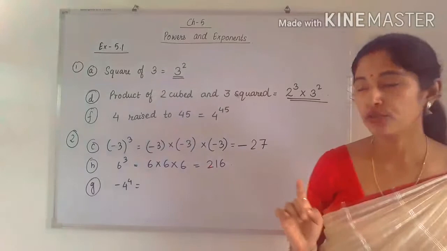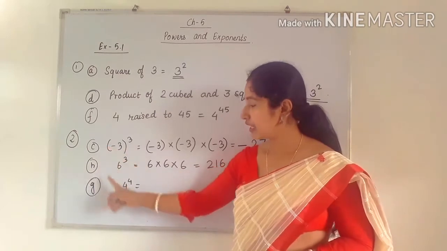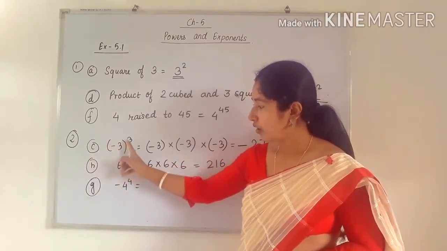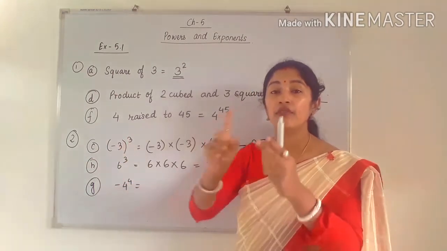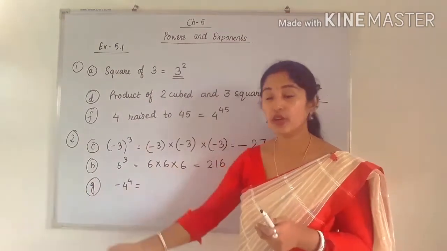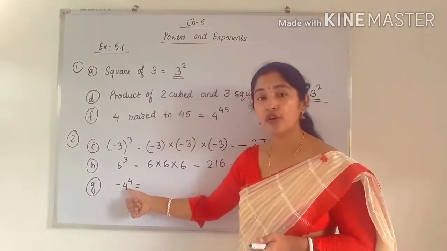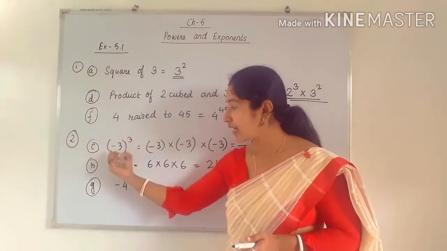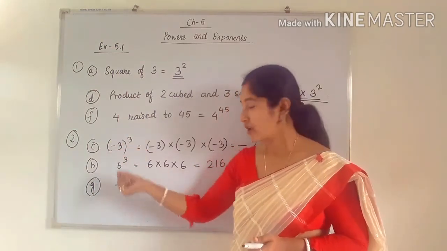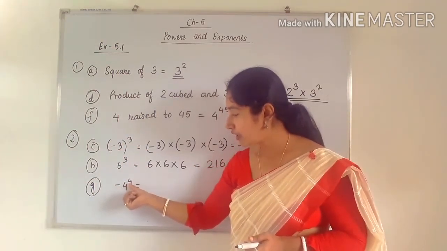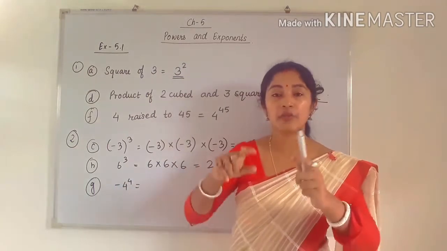See, one more question I am going to discuss here. See, number G. What is the difference between number C and G? See here, the whole bracket is given. That means minus 3 you have to multiply 3 times. We are multiplying minus 3 three times. But here there is no bracket. That means we have to multiply only 4, not minus 4. The meaning of this bracket is that you have to multiply whole minus 3 three times. But here the power 4 is upon 4 only, not above minus 4, because the bracket is not written.